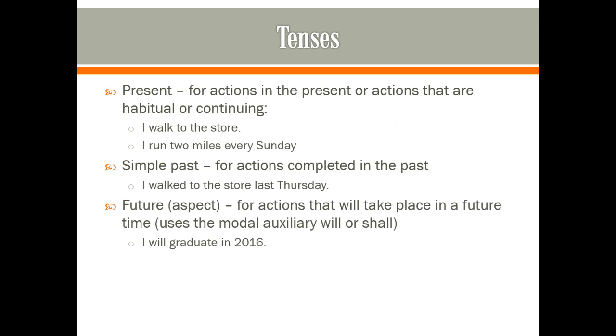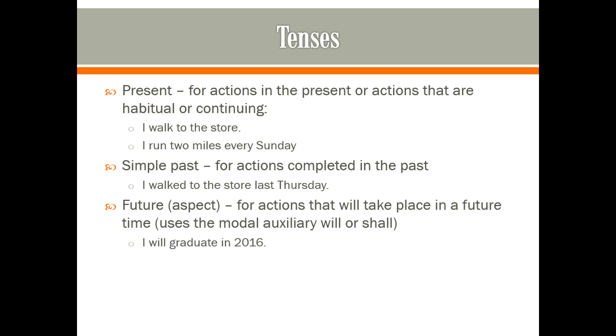The present is for actions that are occurring in the present time or that are habitual or continuing. So I walk to the store, I'm walking to the store right now in the present. If I run 2 miles every Sunday, that is habitual. It's a habit. I do it all the time. So I still use the present tense. The simple past is for actions that have been completed in the past, like I walked to the store last Thursday. That's already over. It's in the past.